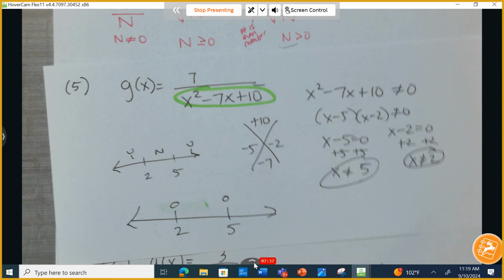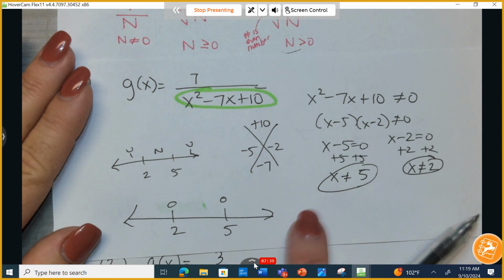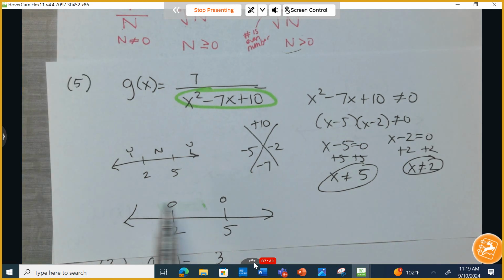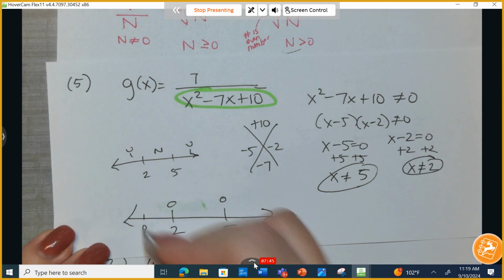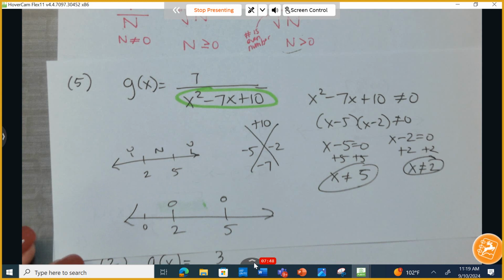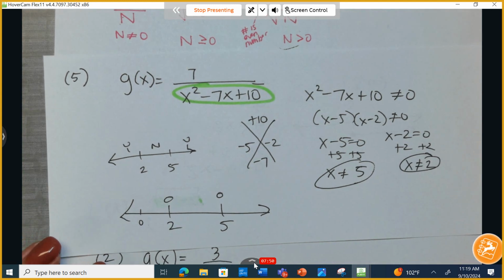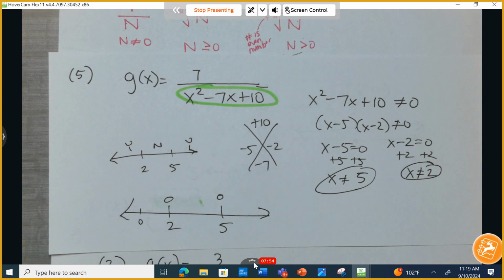And now I'm going to follow the rules of how do we shade. We don't have a duplicate, so it's going to alternate yes, no, yes, or no, yes, no. Let's choose the easiest number. I'm going to choose 0, and I want to see does 0 work. So I'm going to plug in 0 right now and see what kind of value I get here. Hold on.